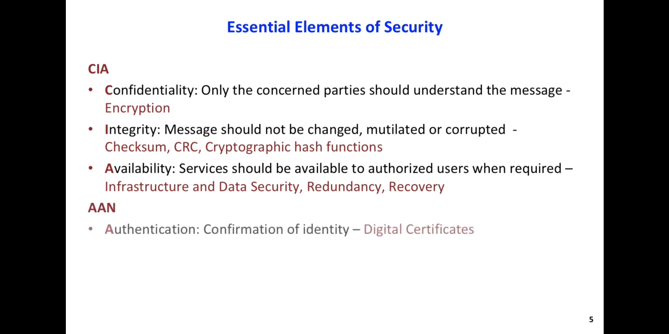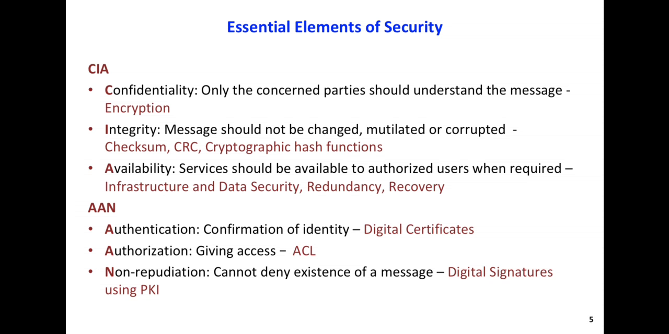Now the new things that have been added, that's AAN: authentication, or confirming the identity of the communicating parties. So we'll see how digital certificates are used to do that. And then, of course, authorization. Only authorized users should be able to access the network, and we have something called access control list to allow only the authorized people to access the network.